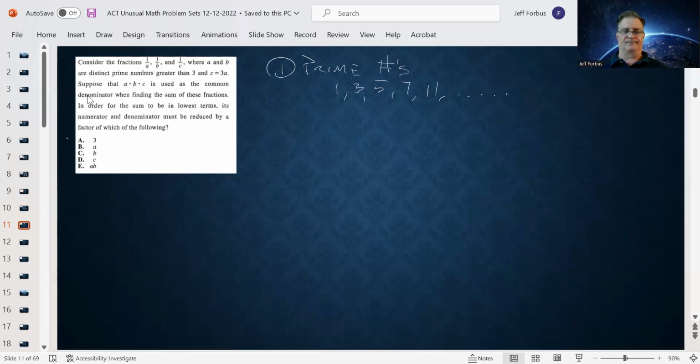Now, the question says prime numbers greater than 3. We know C is defined by knowing what A is. So that means we only need to use 2 prime numbers greater than 3. So we can't use this one or this one. But we can use 5 and we can use 7.